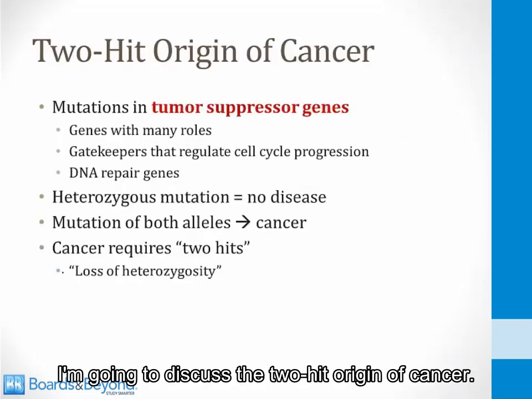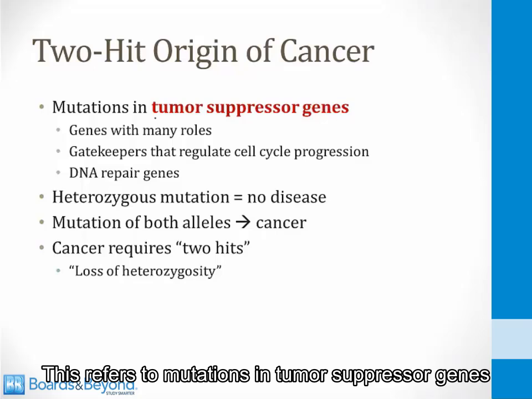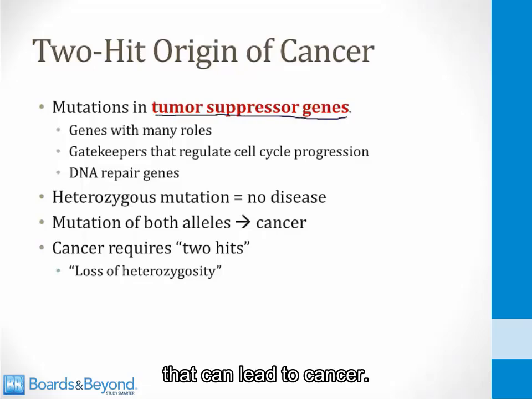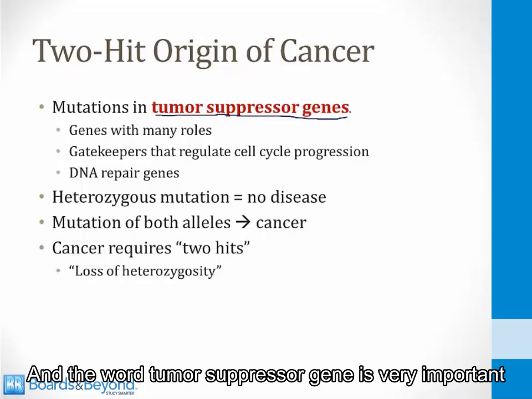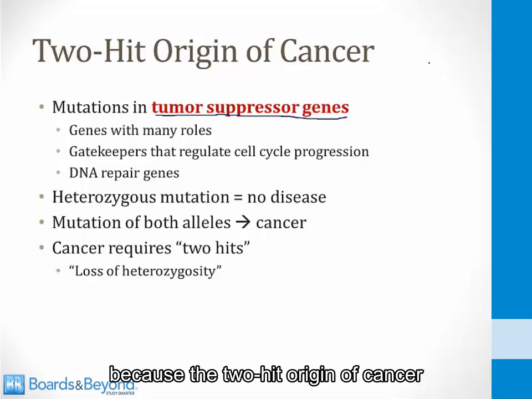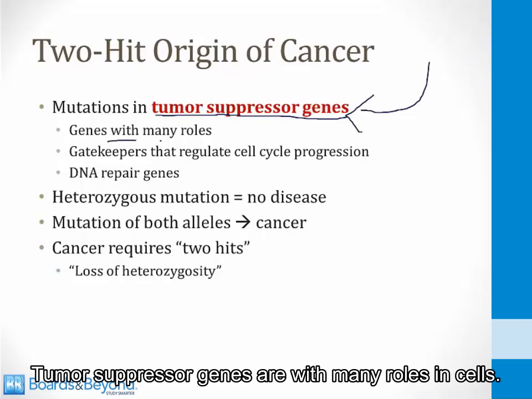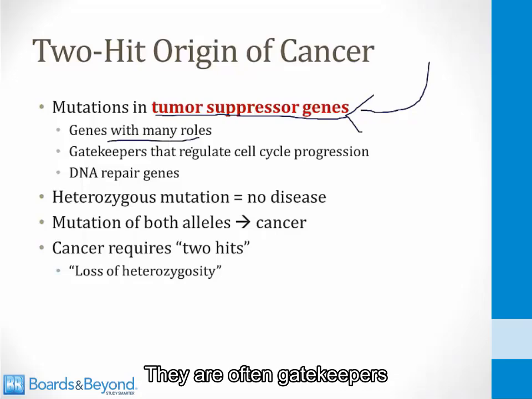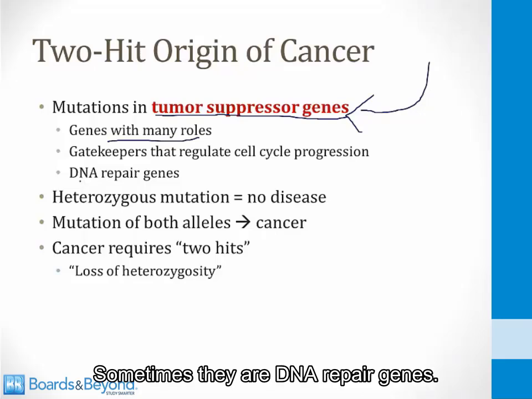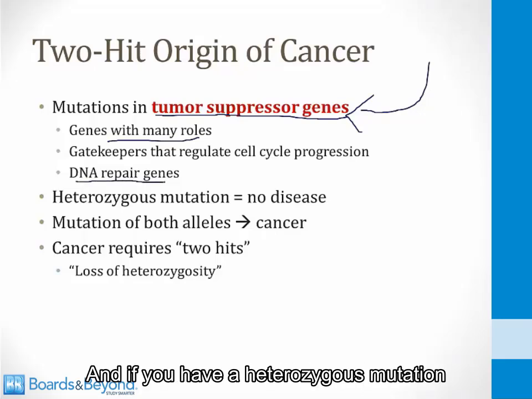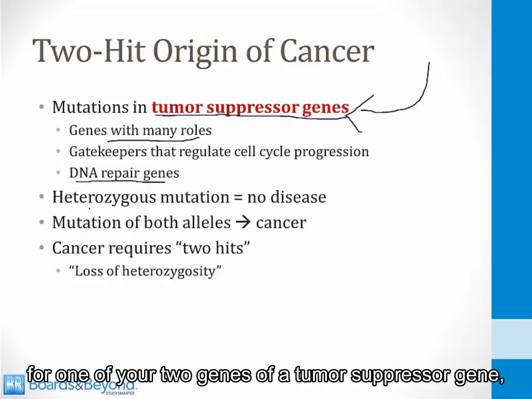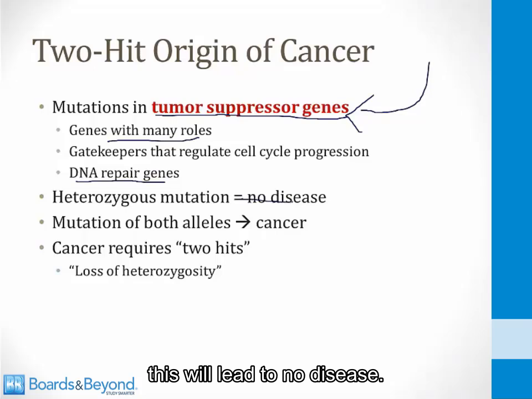For the next few slides, I'm going to discuss the two-hit origin of cancer. This refers to mutations in tumor suppressor genes that can lead to cancer. And the word tumor suppressor gene is very important because the two-hit origin of cancer only applies to mutations in these genes. Tumor suppressor genes are genes with many roles in cells. They are often gatekeepers that regulate cell cycle progression. Sometimes they are DNA repair genes. And if you have a heterozygous mutation for one of your two genes of a tumor suppressor gene, this will lead to no disease. You need to have mutations of both alleles to develop cancer.